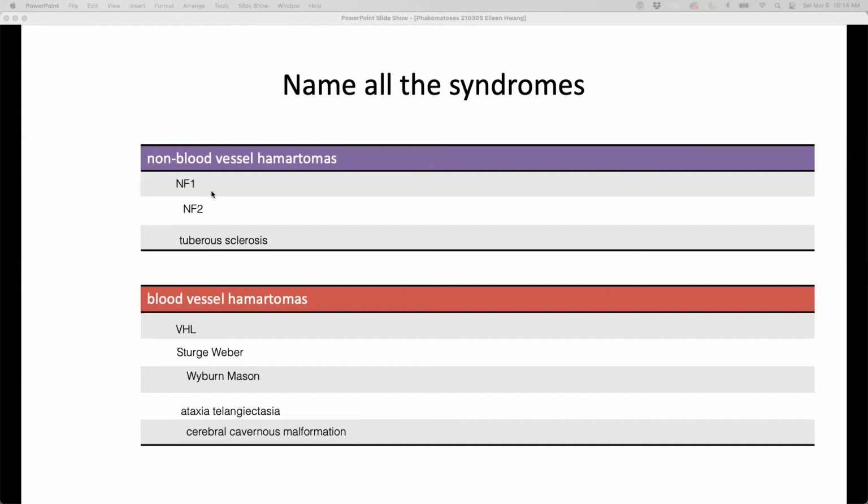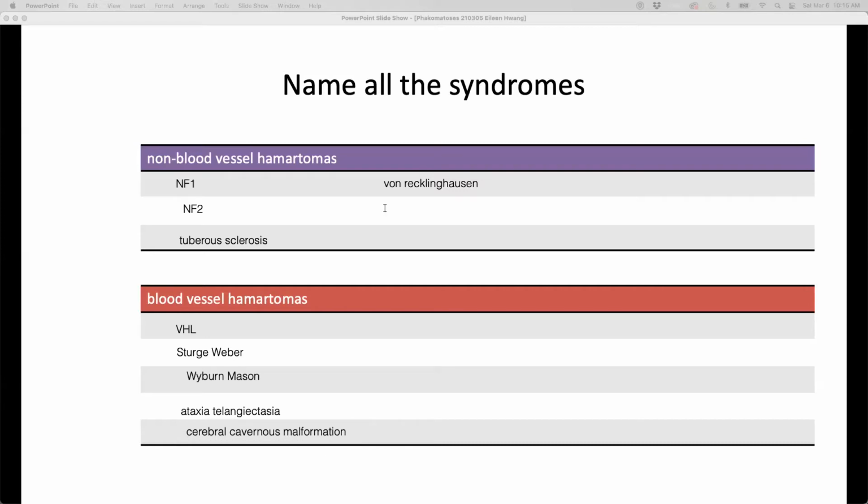Okay. So the non-blood vessel ones are mostly known by their English names, whereas the blood vessel ones are known mostly by their eponyms. What are the other names for these syndromes? Oh shoot. One is von Recklinghausen. I was like, I should at least attempt to spell it, because it definitely comes up on tests. Yeah, they like to put the other name, the one that it's not as known by.